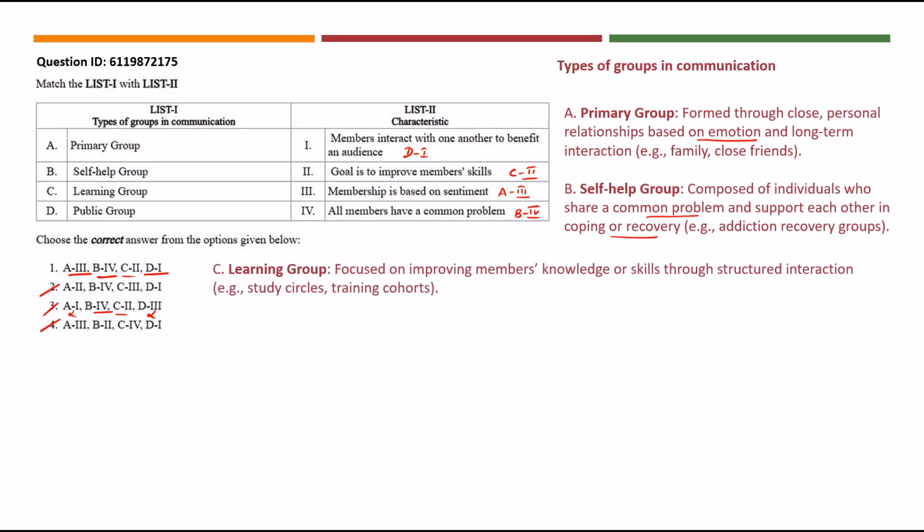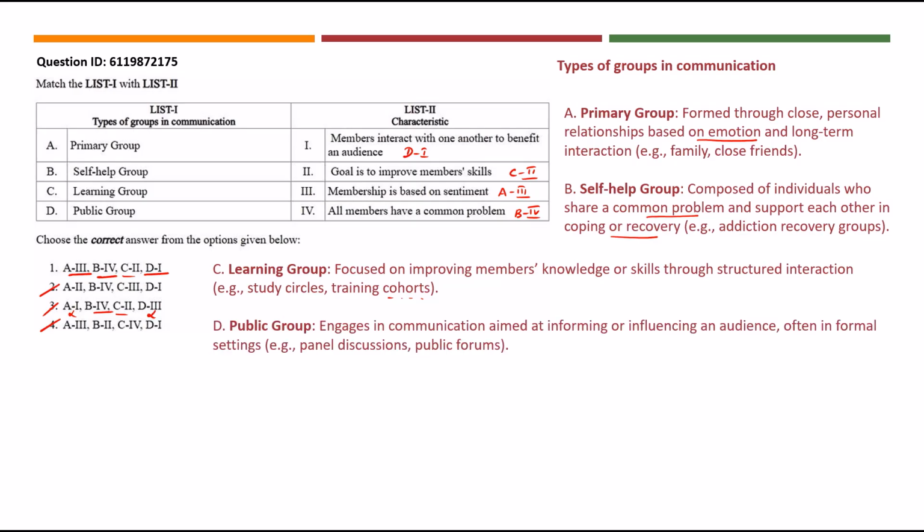What about learning group? This is focused on improving members' knowledge or skills through structured interaction. We can say study circles and training groups. Cohorts means groups we can take. Training groups, study groups, they will all be focusing on improving the skills. So goal is to improve member skills will perfectly match learning group. C is 2. That is also right.